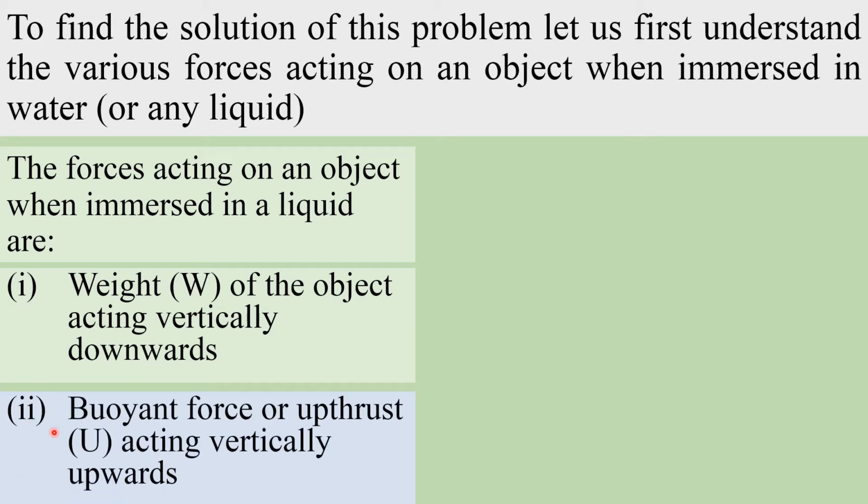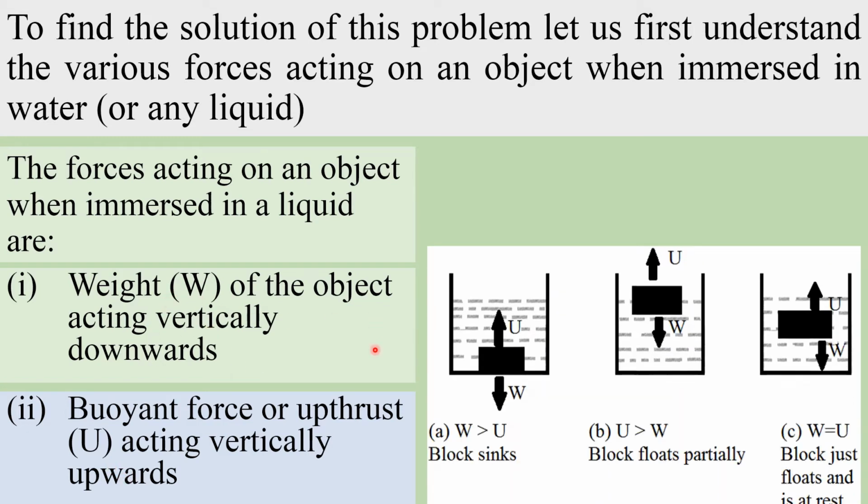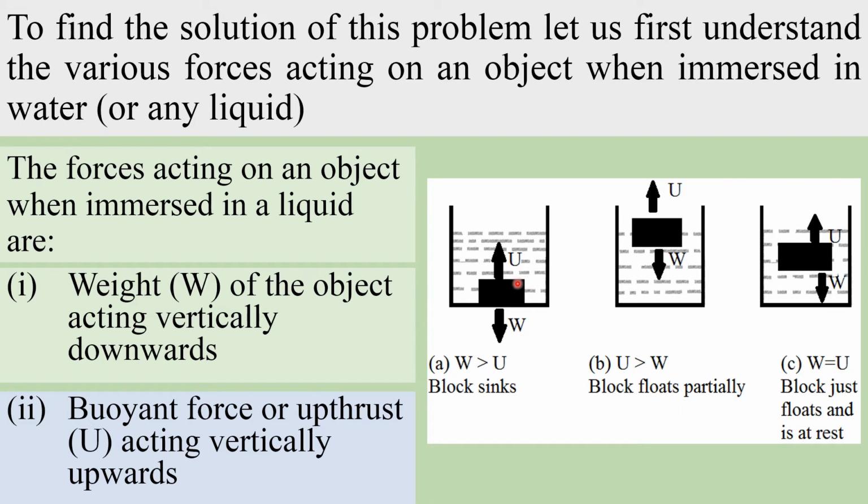Another force which is working is buoyant force or upthrust. Remember the name? In the previous video we discussed this term. It is symbolized as U, acting vertically upward. Remember, W is vertically downward, so U is vertically upward, opposite to W. In a diagram we can see any object inside water, partially or fully. W is the downward weight and upward is the upthrust.